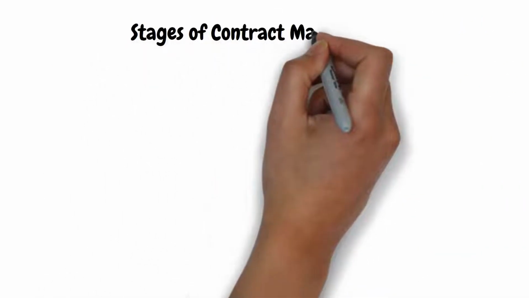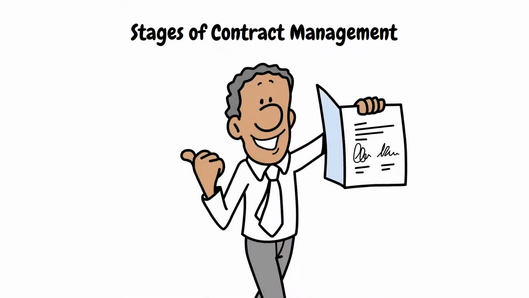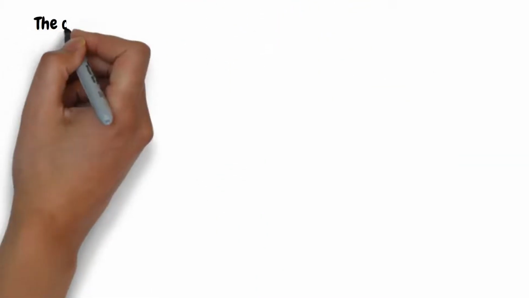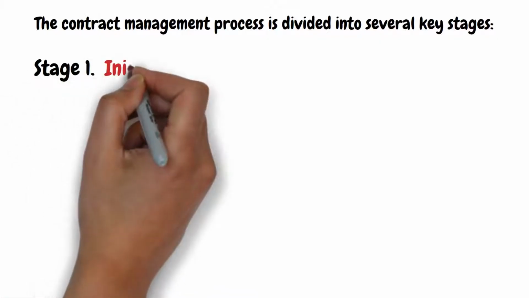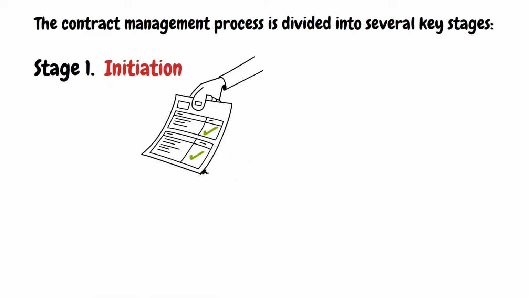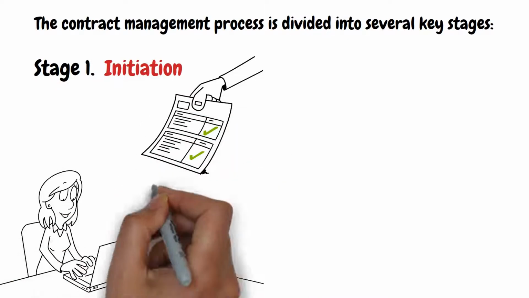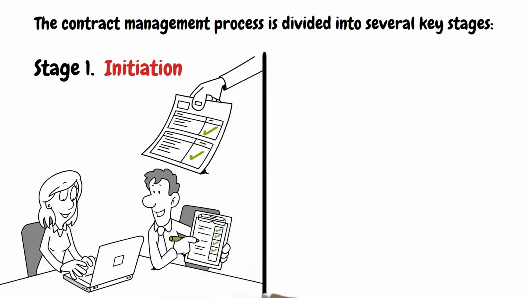Stages of contract management. Now, let's break down the stages of contract management. Typically, the contract management process is divided into several key stages. Stage 1. Initiation. This is the stage where the need for a contract is identified. It involves understanding the requirements, drafting a preliminary agreement, and identifying stakeholders.